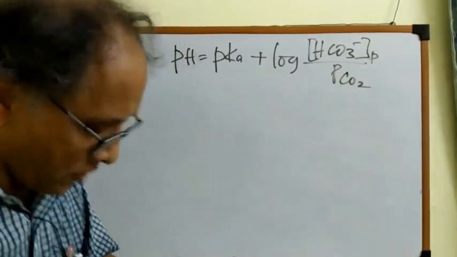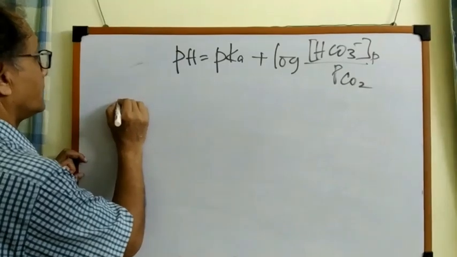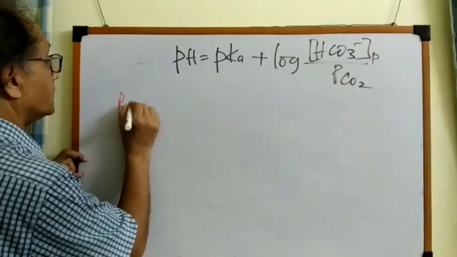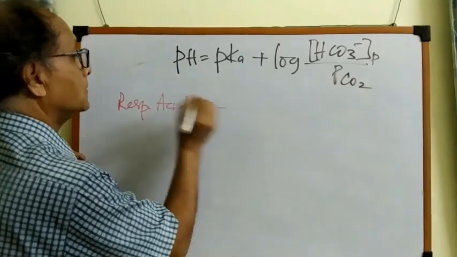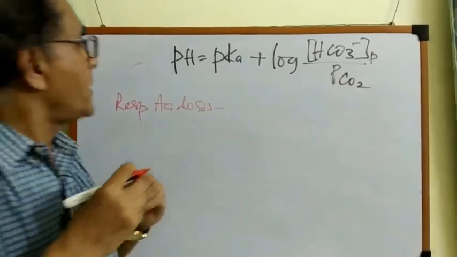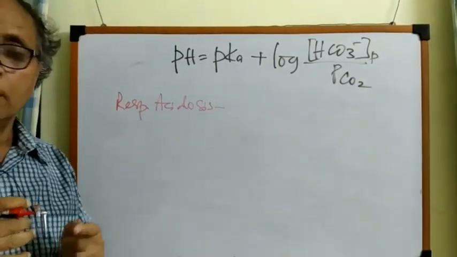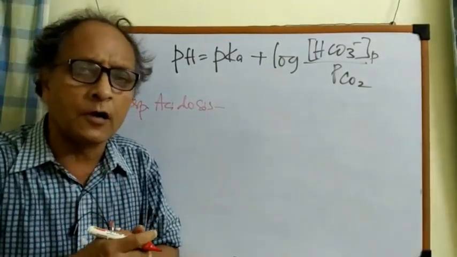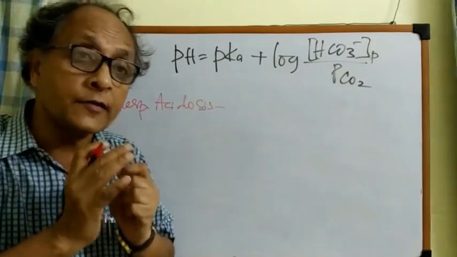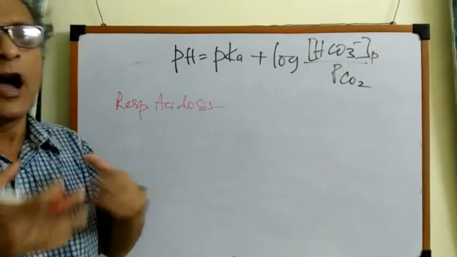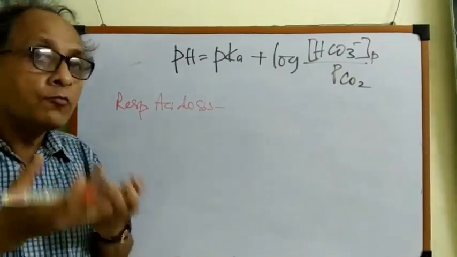So what is the reason for respiratory acidosis? Respiratory acidosis means a rise in PCO2. How can PCO2 be raised? The common cause is hypoventilation, if the ventilation is reduced.